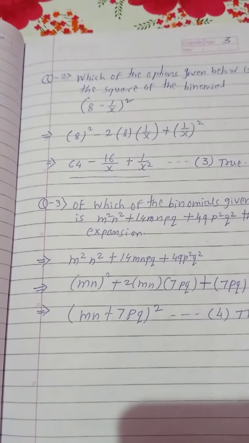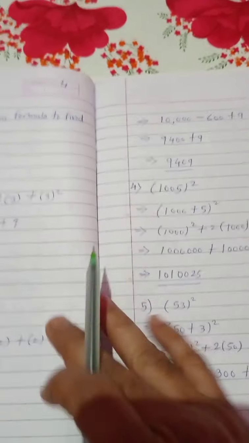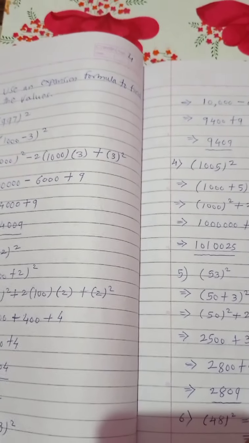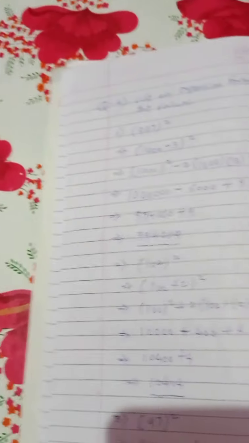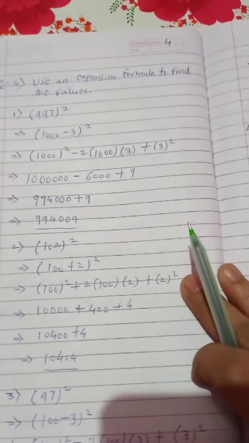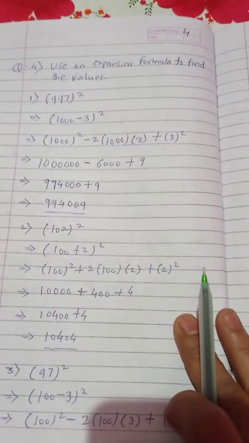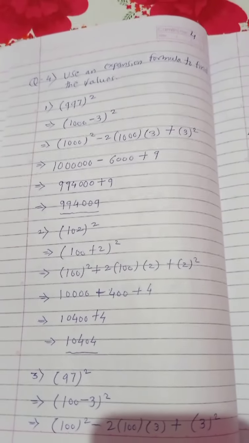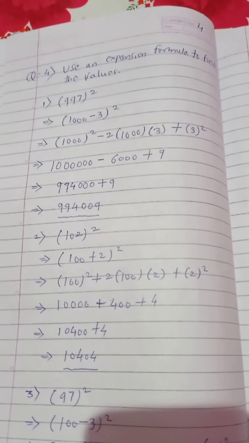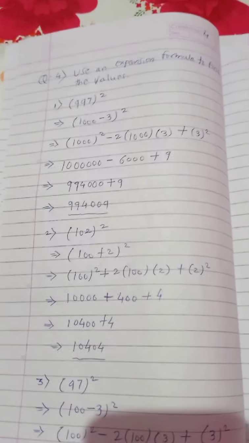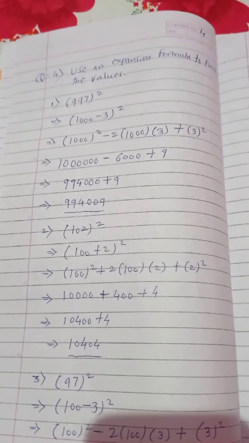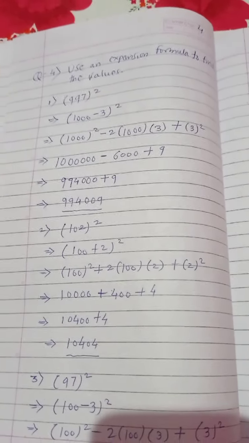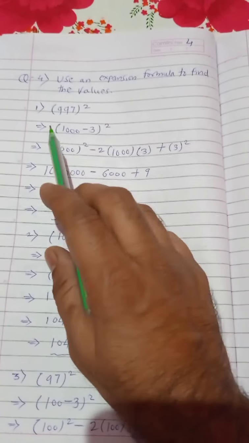Now I will show you how to do question number 4. In the fourth question they ask to use an expansion formula to find the values. Here 4 questions are given. We have to use an expansion formula to find the values. As I already explained, we do not multiply directly to find the square. You have to use an expansion formula, that is, write it in the form of the (a plus b) or (a minus b) bracket formula. This calculation part is very important.